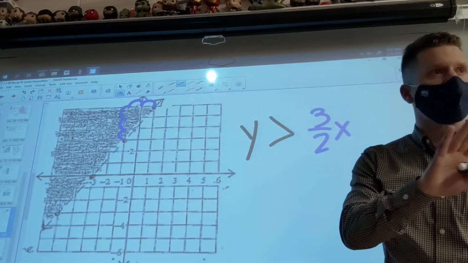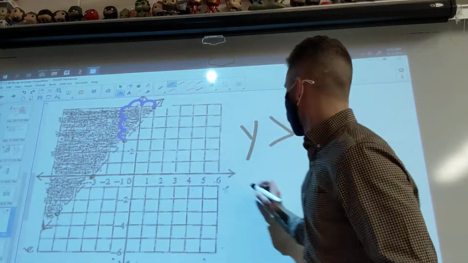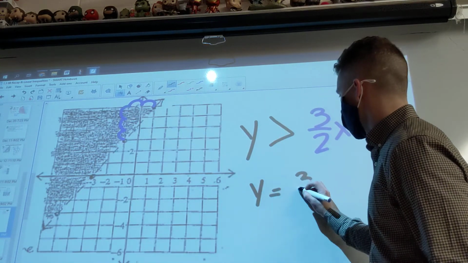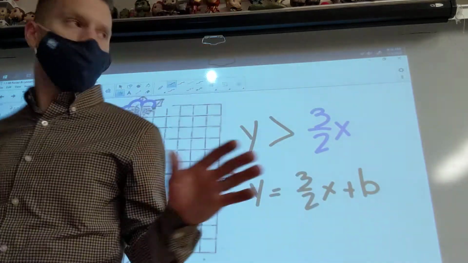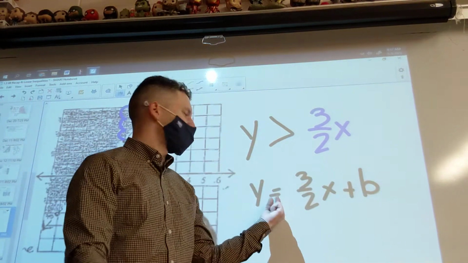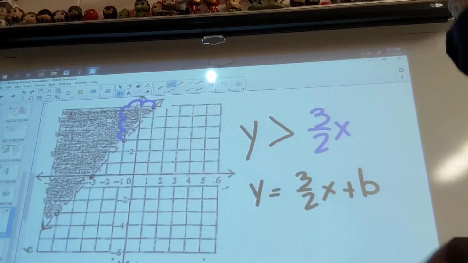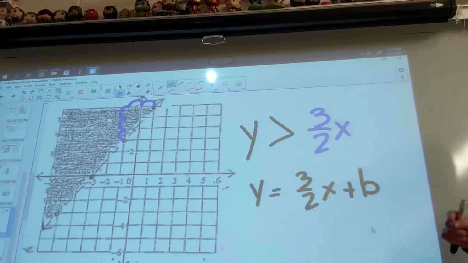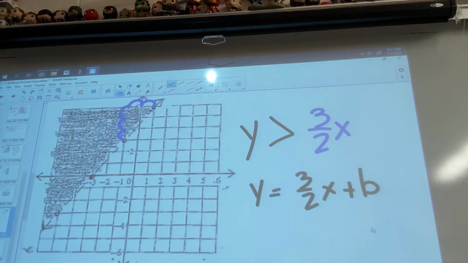So let's go ahead and do this. Ready? Watch this. We know our symbol already. I'm going to write y is equal to 3/2 x plus b. We don't know what our y-intercept is. And we can write an equal sign just for a moment to help us find the b value. We're just worrying about the boundary line. Our inequality, we already know what it is. So how can we figure this out? What do we have to plug in here to solve it?